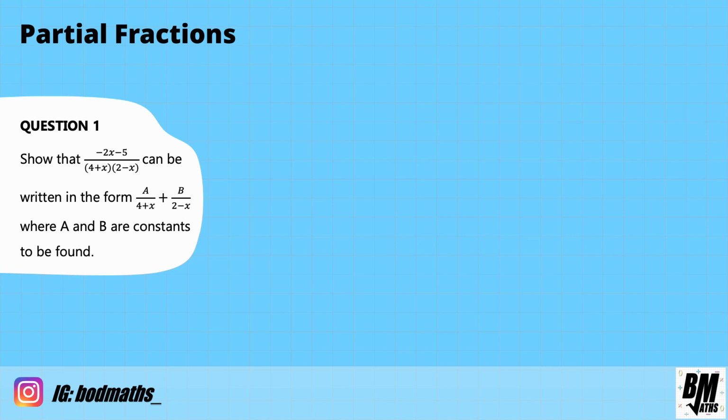Question number 1, show that minus 2x minus 5 divided by 4 plus x times 2 minus x can be written in the form a over 4 plus x plus b over 2 minus x, where a and b are constants to be found. Question 1 is actually an exam question worth 3 marks. This question wants us to find out what a and b are, and for the sake of showing you how to substitute and how to equate the coefficients, I'm going to show you how to use each of those methods to get the answer to this question.